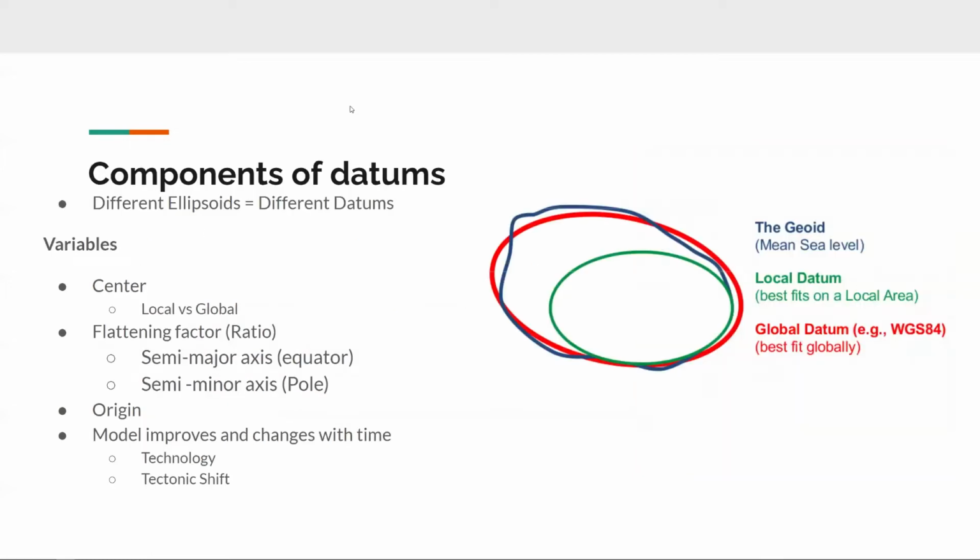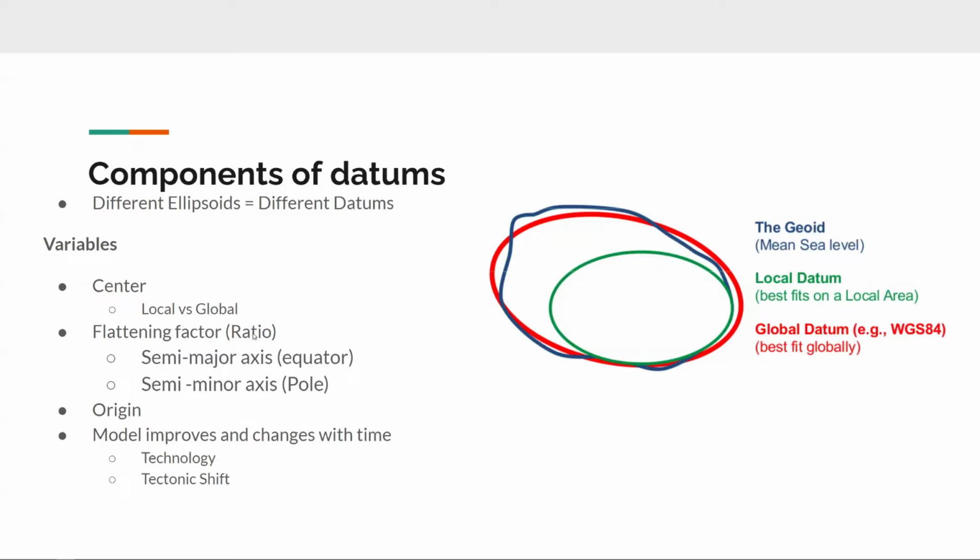I've mentioned a bunch of terms so far, so let's go over the components of datums. Again, a datum is essentially just an ellipsoid. If you have slightly different ellipsoids, which are just models of the surface of the Earth, you're going to get slightly different datums. So the main variable is just the center. Typically, we're going to have the center be the Earth's center of mass, or at least our best guess of it. We're not always correct.